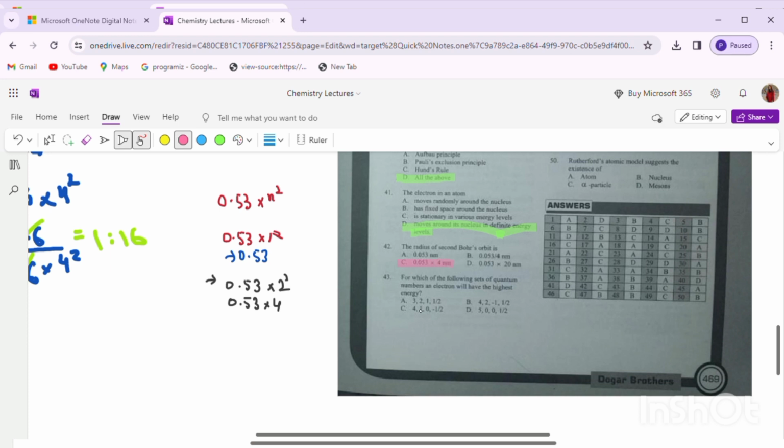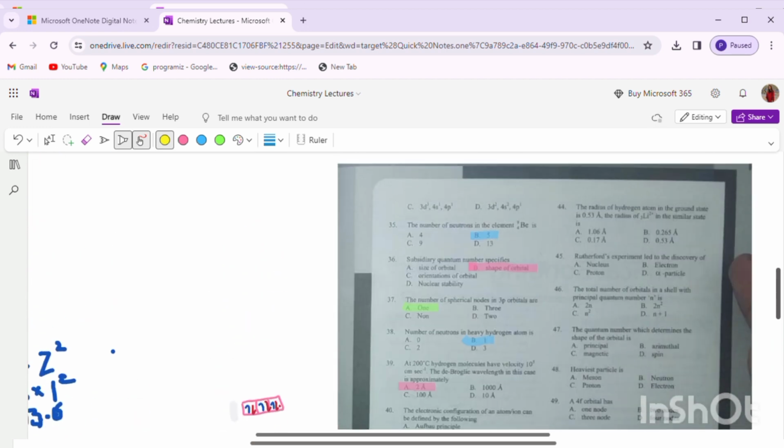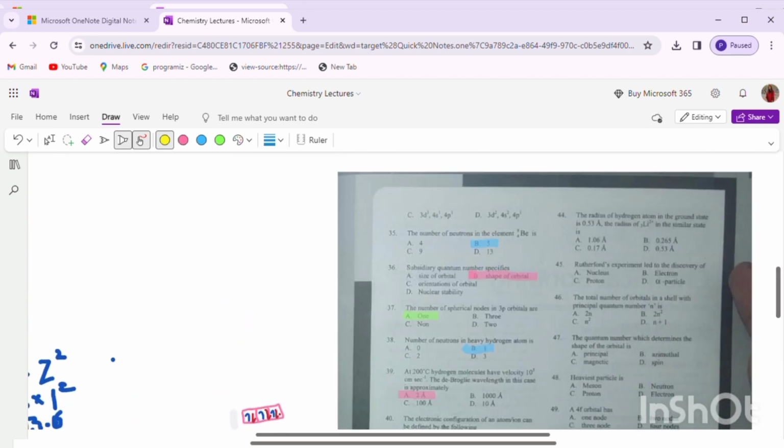Now we are moving towards 43. For which of the following sets of quantum numbers will an electron have the highest energy? This is very understandable, right? This is a well-understood thing, that this one will have the highest energy. Very easy for now.